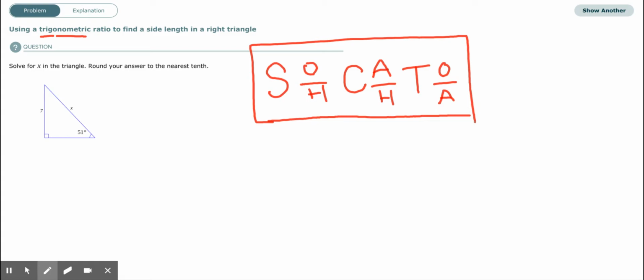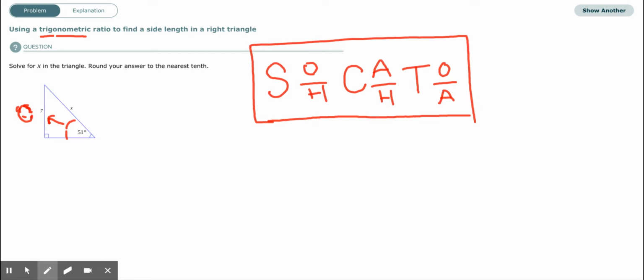So let's see which angle we're given in this case. We're given this angle right here, this angle of 51 degrees. So we need to label these sides appropriately from this angle. I always start with the opposite side. The opposite side is the one that's directly across from the angle. Think about it like the angle is almost opening up into the opposite side. So the opposite side in this case is 7. See that? 7. So that's our O.